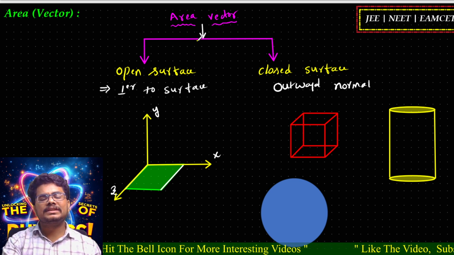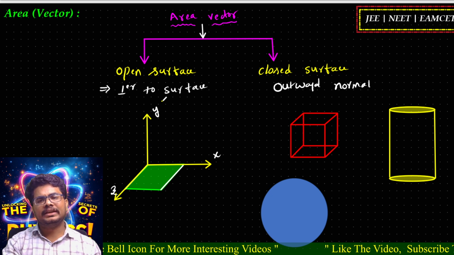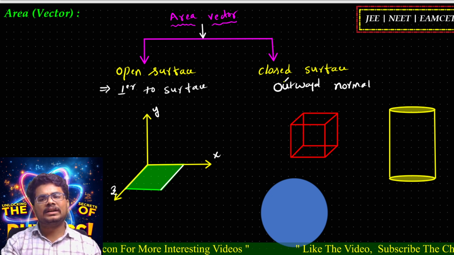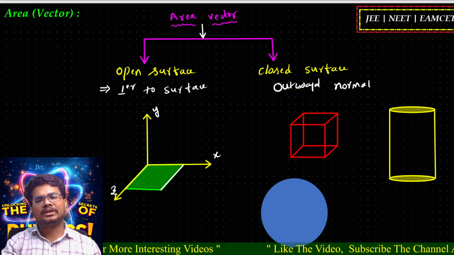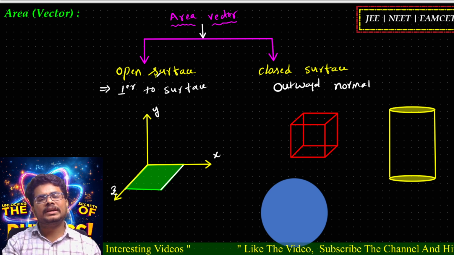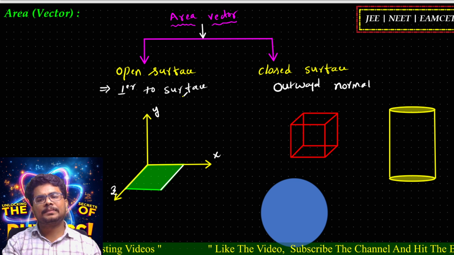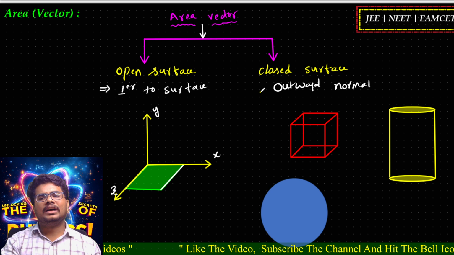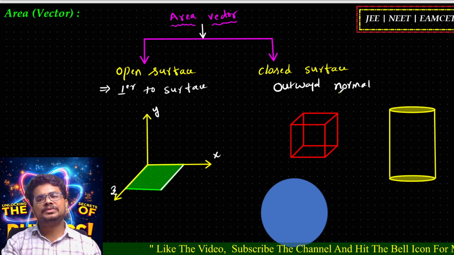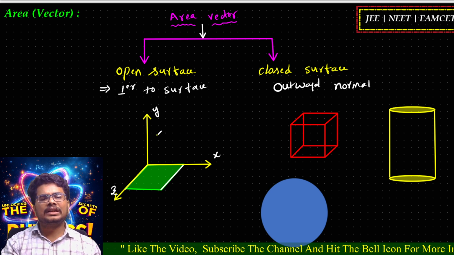Basically, surface area can be divided into two types: one is an open surface, the other is a closed surface. We should learn the area vector for each. For an open surface, you can choose the area vector perpendicular to the surface, and for a closed surface, we choose the outward normal as the area vector. Sir, can you give me an example?